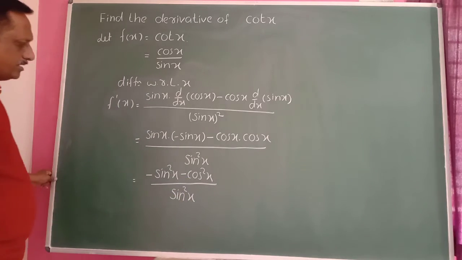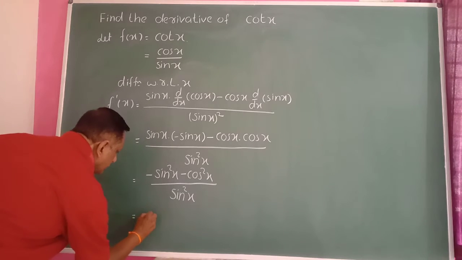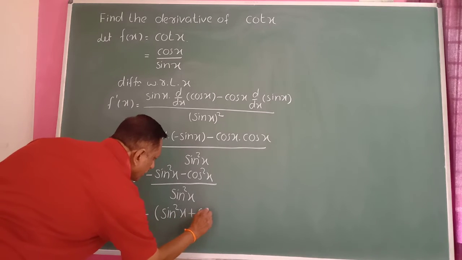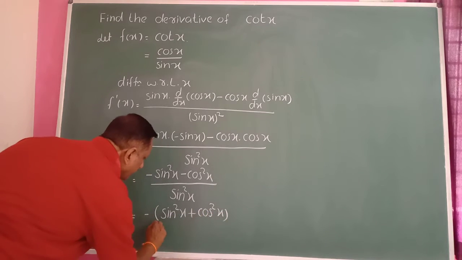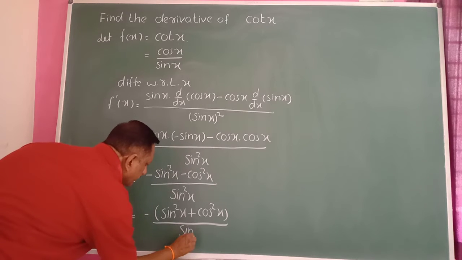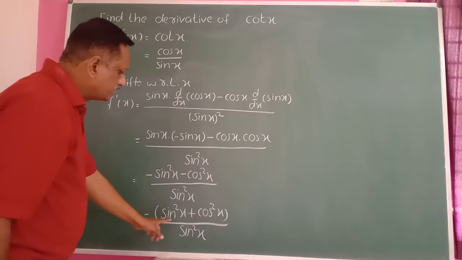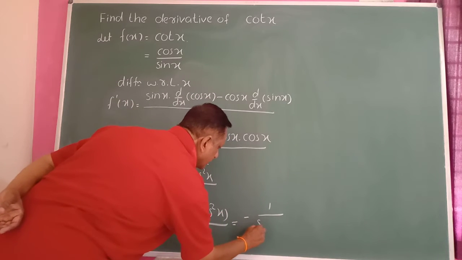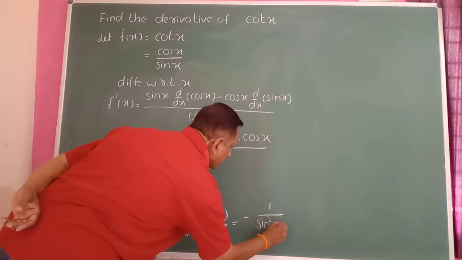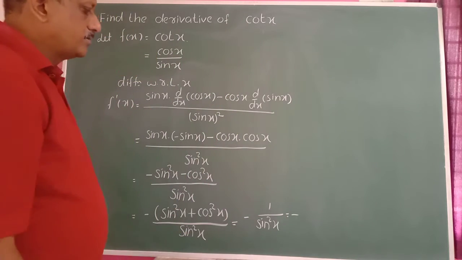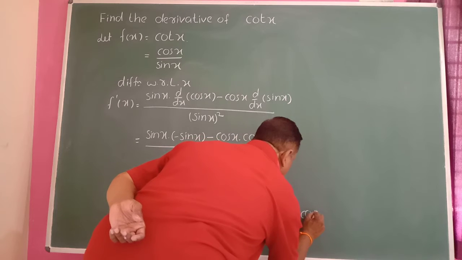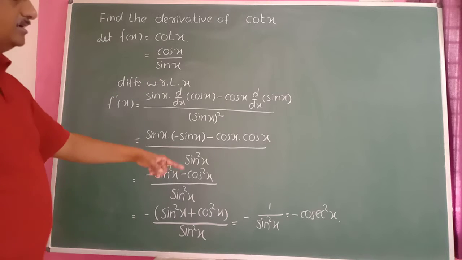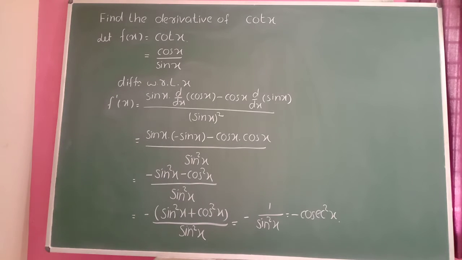In the numerator, take minus as a common factor. Hence minus of sin square x plus cos square x divided by sin square x. And you know sin square plus cos square is 1. Therefore this goes to minus 1 divided by sin square x. And 1 by sin square is cosecant square. So minus cosecant square x. Differentiation of cot x is minus cosecant square x.